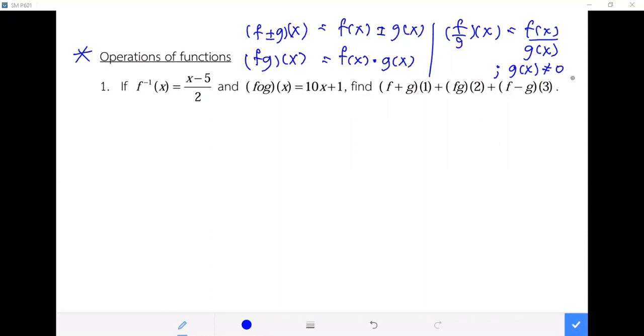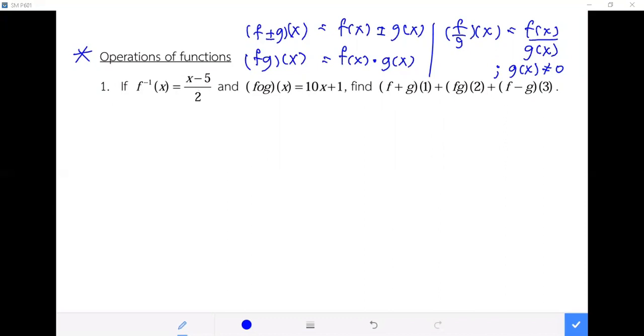I think you already understand it. I just taught you now. So this one, I want you to find (f plus g)(1), which is equal to f(1) plus g(1). (fg)(2) is f(2) times g(2). Very easy. (f minus g)(3) is f(3) minus g(3). So let's find f inverse now.